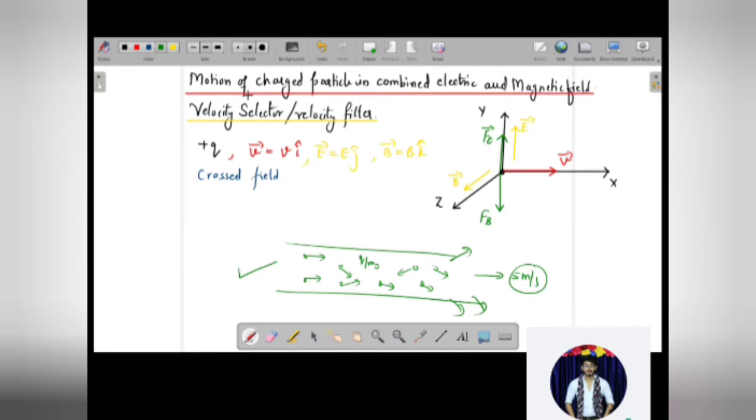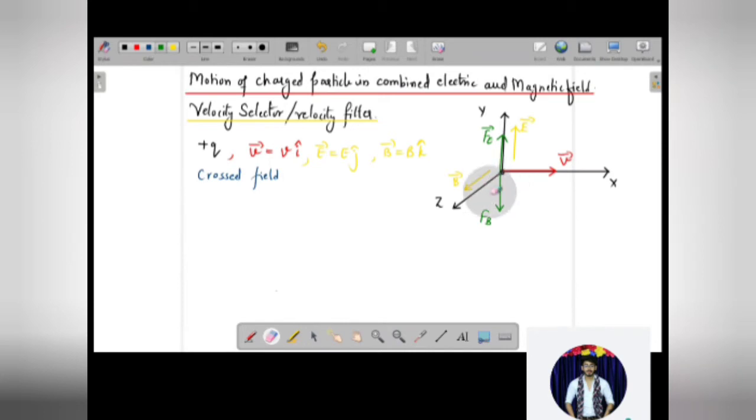How is it possible? Look at this. Supposing I have such cross fields, there is electric field and magnetic field over here, and you put a charged particle. We see that an electrostatic force is acting in the direction of electric field and a magnetic force is acting downwards, exactly opposite to the electrostatic force. Do you see that they are exactly opposite to each other?